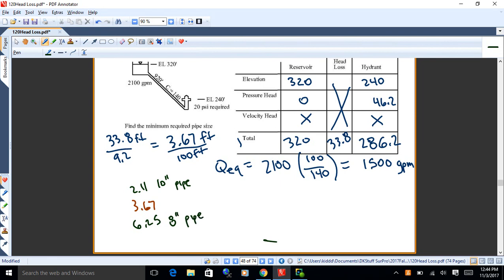So what size pipe can you go with on this one? Yeah, and actually, you've got to go with a bigger pipe, because that's safer, right? 10-inch pipe, yeah. If they ask me this question, if we're going to get 2,100 gallons per minute through that thing and get 20 PSI at the hydrant, what size pipe should we use? I'll say use 10-inch. All right.